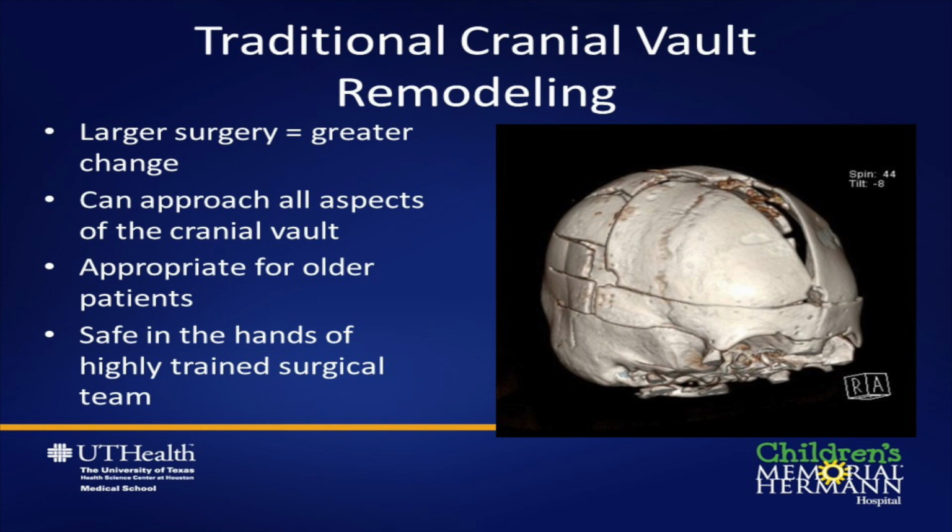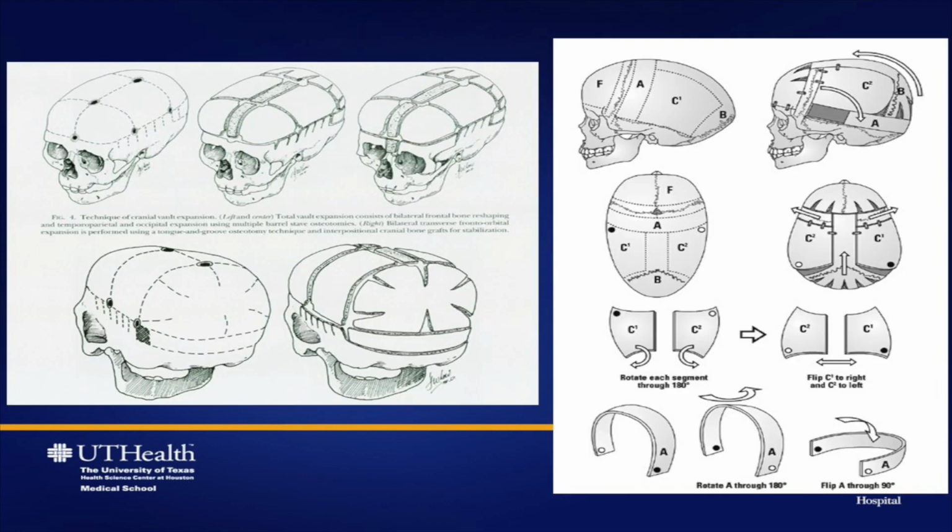The skull is now becoming harder and harder as the child becomes older in the 8 to 9 month range, and this is very safe and effective in the hands of a highly trained surgical team that does this day in and day out. There are many, many ways to do this type of procedure based on ingenuity over the years, and this is essentially all predicated on taking apart the bones, reshaping them, and putting them back into place in order to reshape the skull.